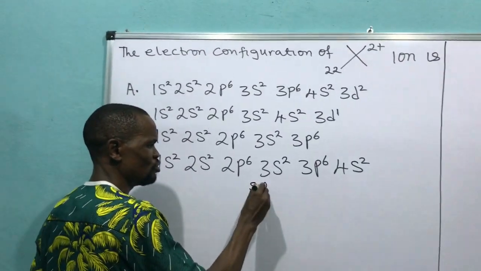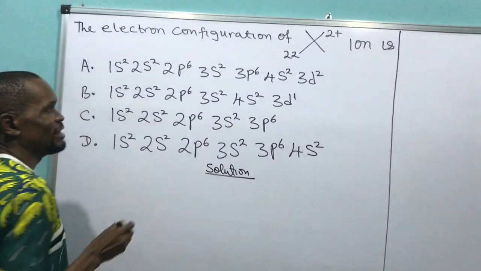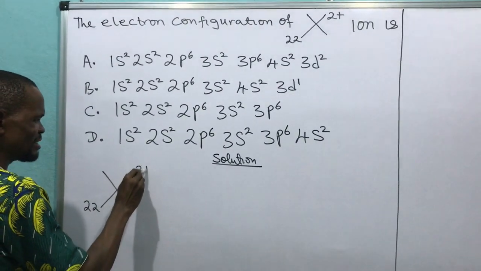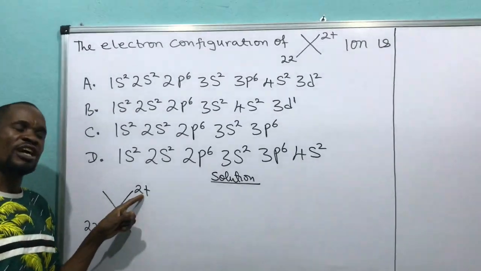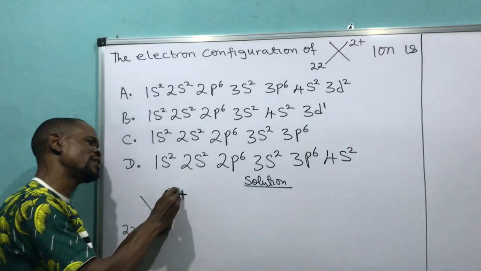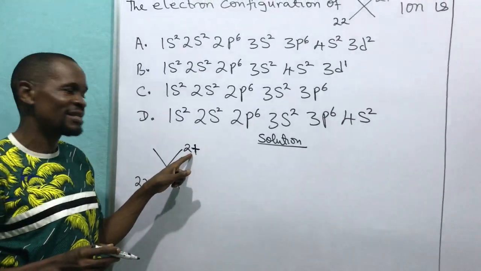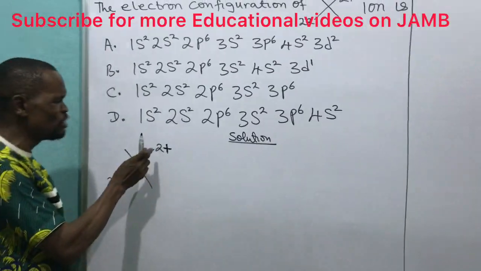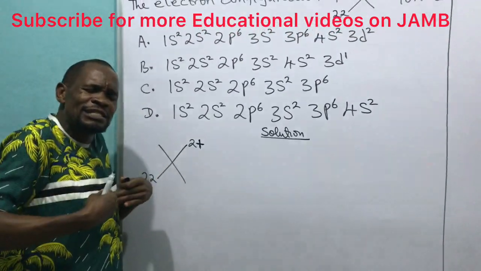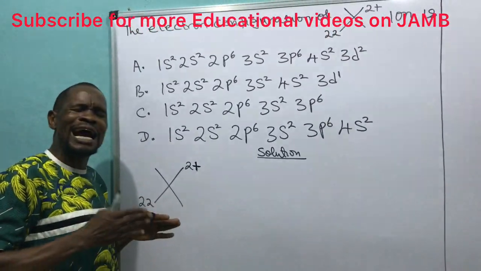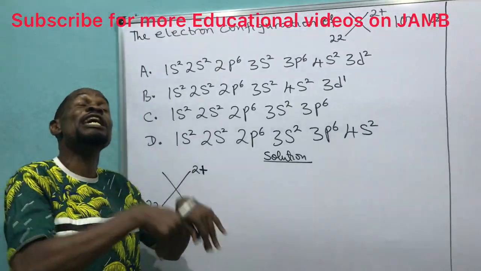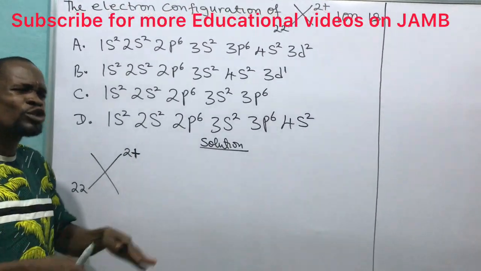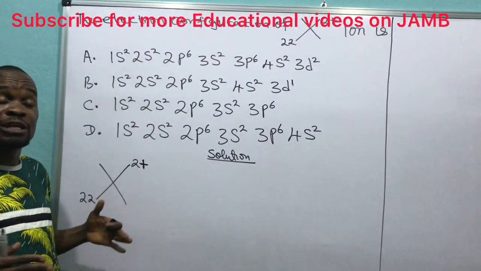Solution. Look at this. This simply means that this atom has lost electrons, and it has protons in excess. It has lost 2 electrons, leaving 2 excess protons. The number of protons and the number of electrons need to be equal in an atom, making the atom neutral. A neutral atom needs equal protons and electrons.